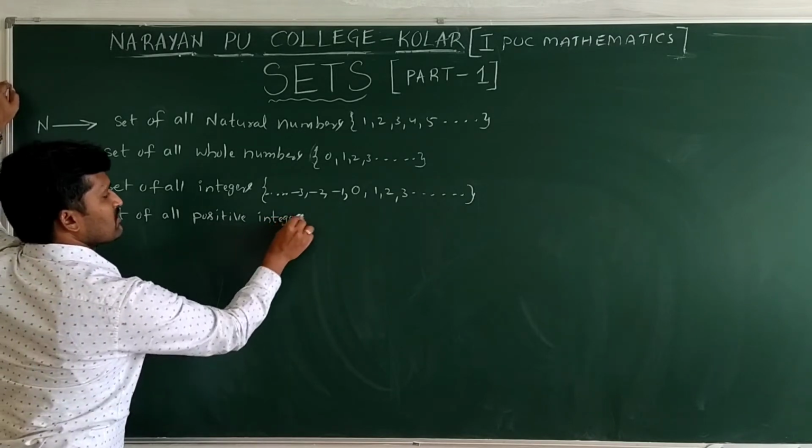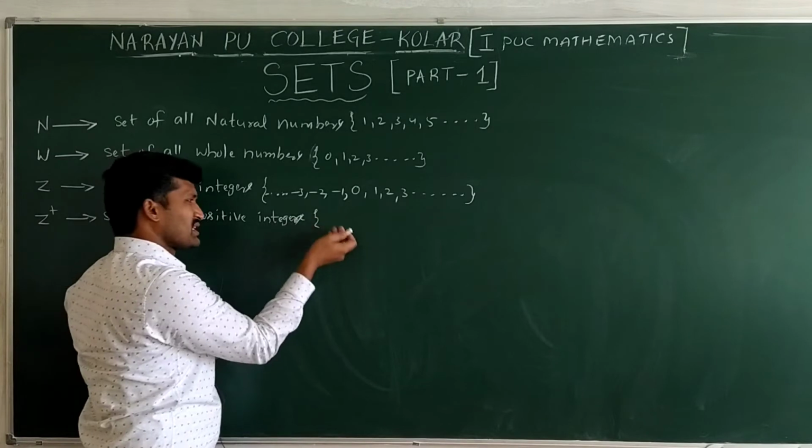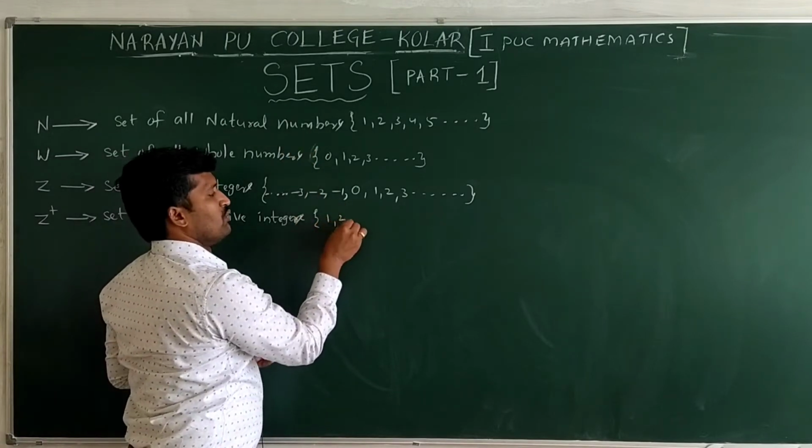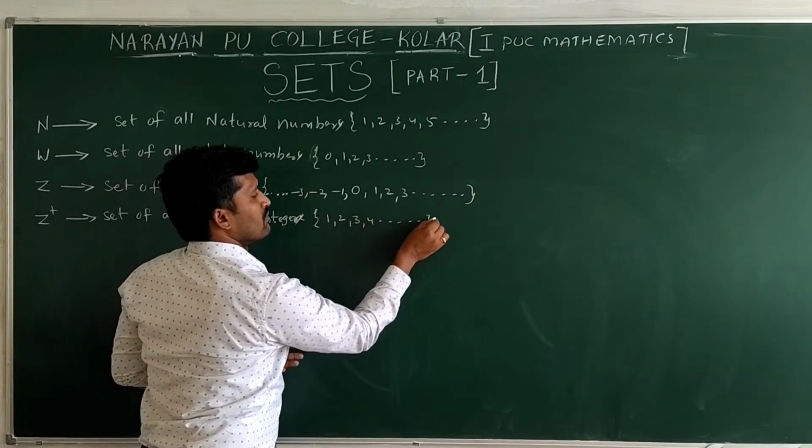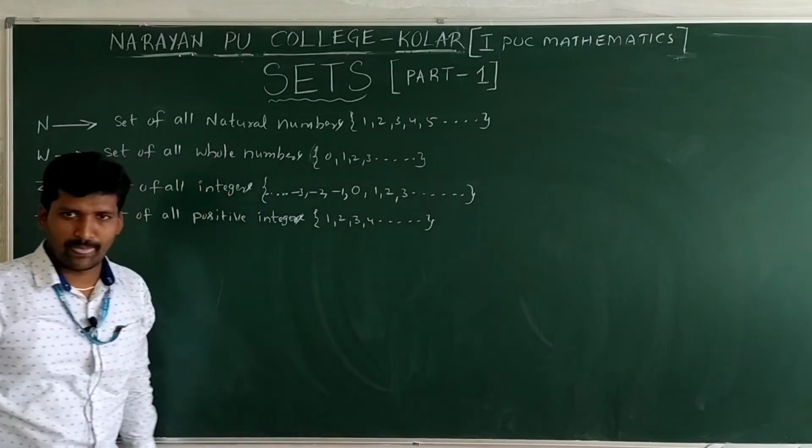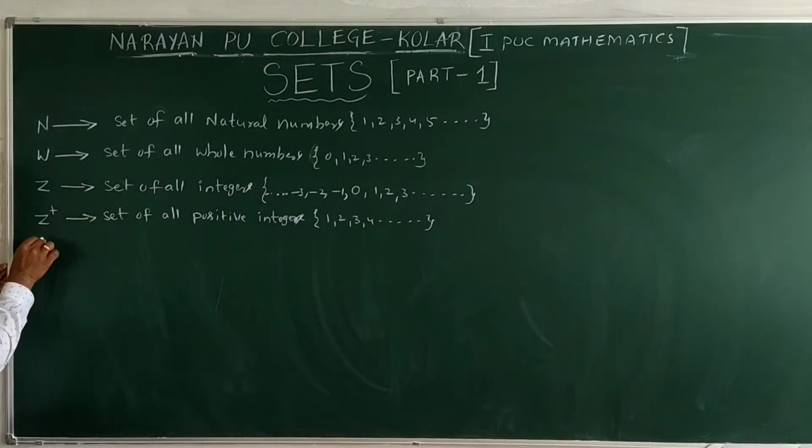Set of all positive integers. Positive integers means nothing but natural numbers only: 1, 2, 3, 4 and so on up to infinity. Okay. Next we will take R, capital R.